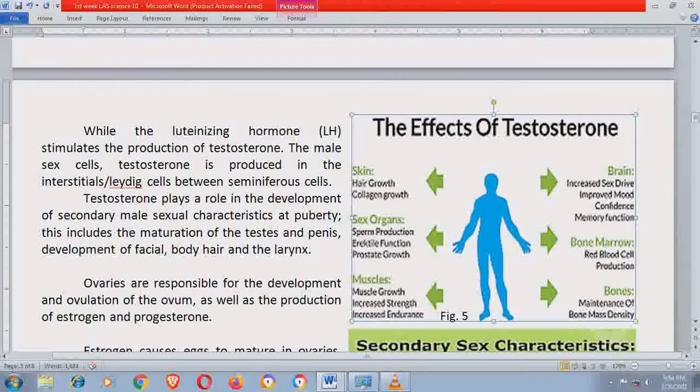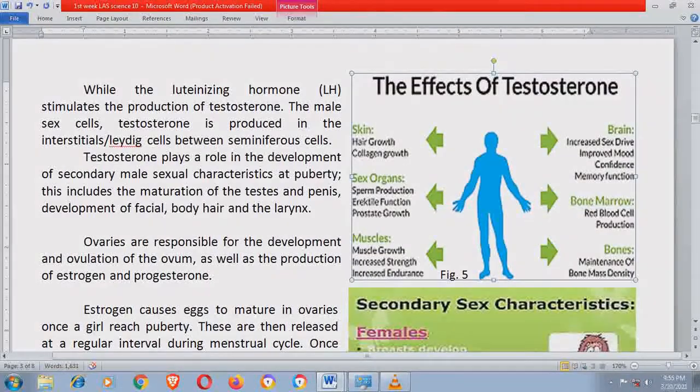So, kung nakikita nyo sa side, ito yung effects ng testosterone. Secondary sex characteristics ang tawag natin doon sa mga effects na nakikita nyo, yung mga pagbabago sa katawan ng isang babae o lalaki. So, ang tawag natin doon ay secondary sex characteristics.